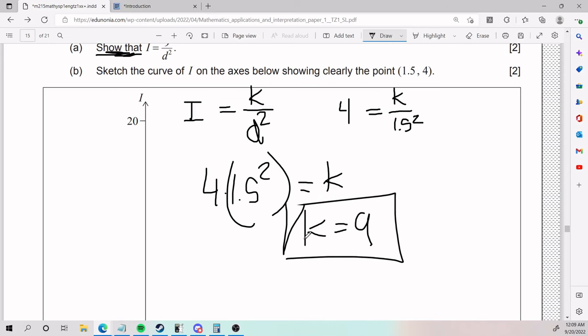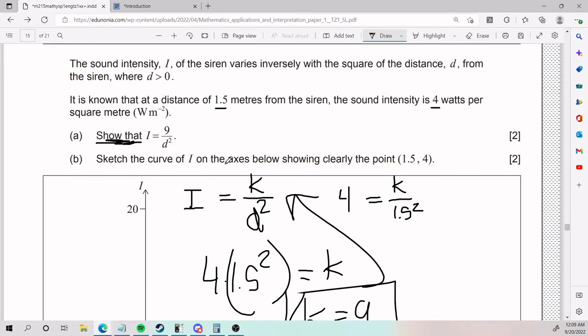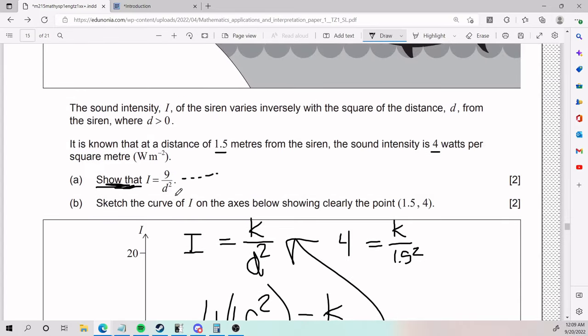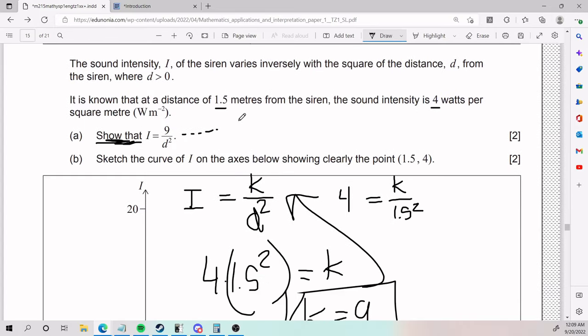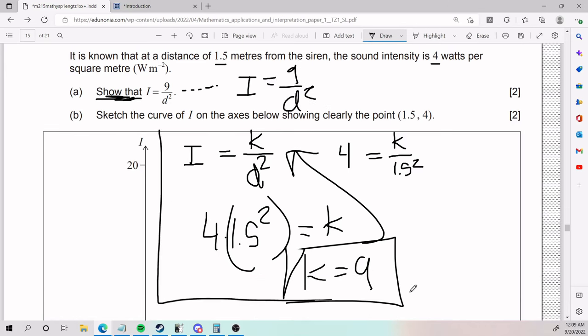And now that we know that k is 9, we plug it in over here, and that is how we show that I equals 9 divided by d squared, cierto? It's with these steps shown below. See, I insist, you cannot plug in 1.5 and 4 watts immediately. You have to do the k thing. You have to show how you figured out that this 9 is 9.